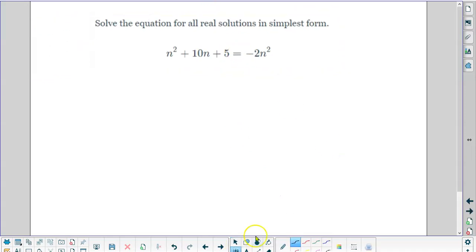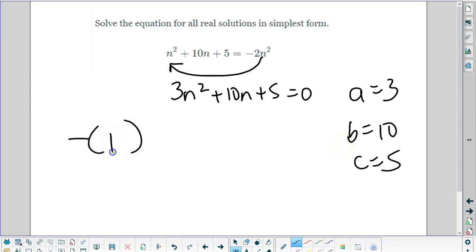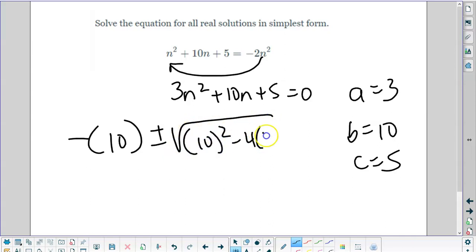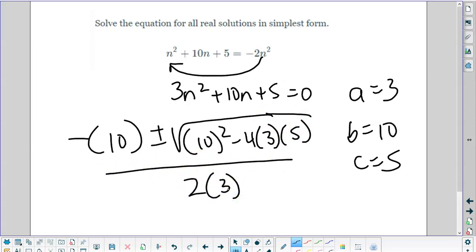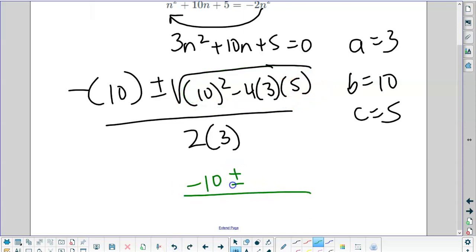First things first, get this thing in standard form. So I'm going to get 3n squared plus 10n plus 5 equals 0. My a is 3, my b is 10, and my c is 5. Get my quadratic formula ready. Negative b plus or minus the square root of b squared minus 4ac all over 2a. Now again, if it wants it in simplest form, I'm just going to compute the discriminant here. That's all I'm going to do. I'm going to leave everything else the same. That's going to be a 6.